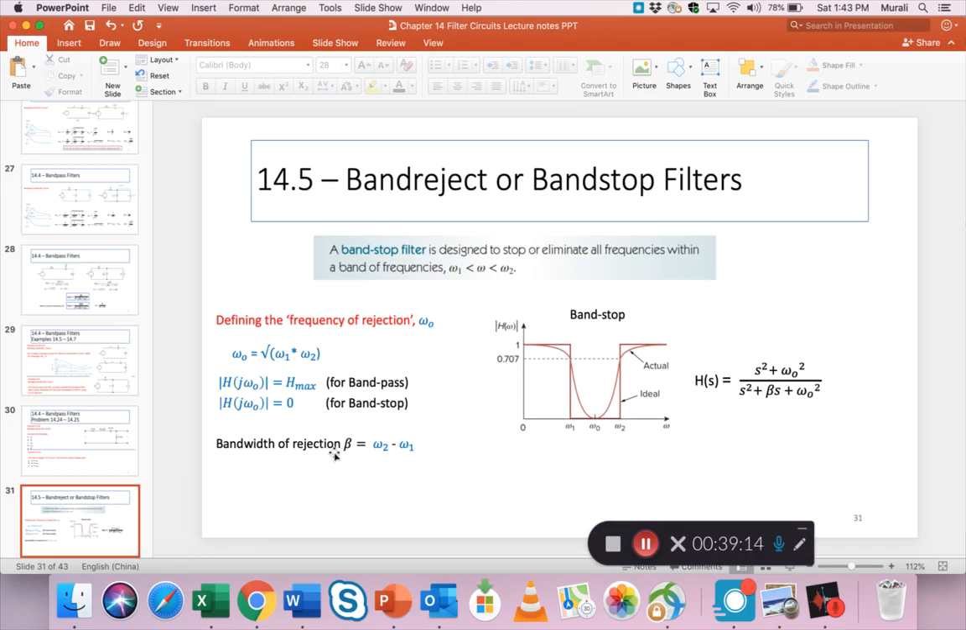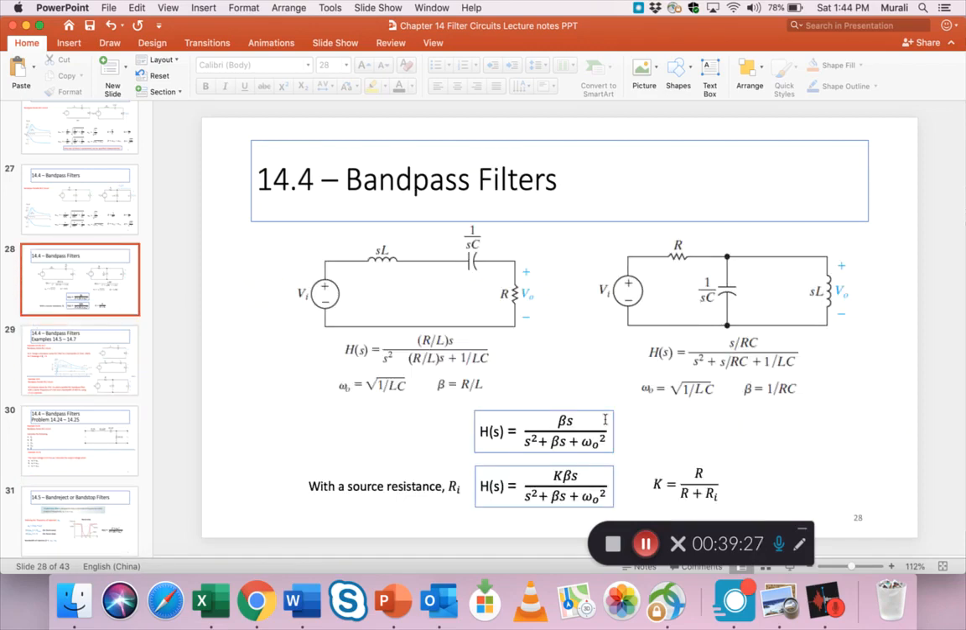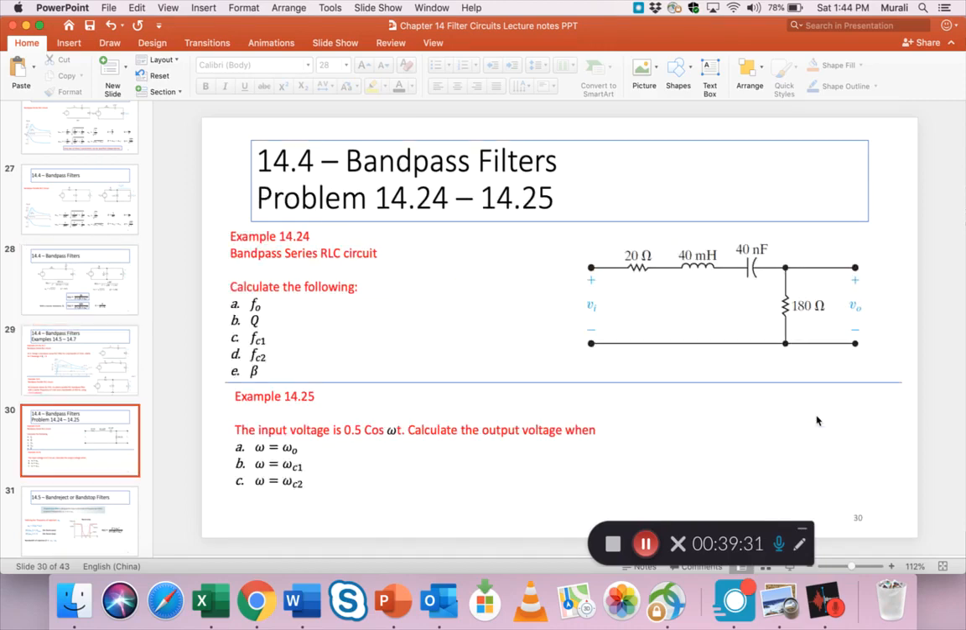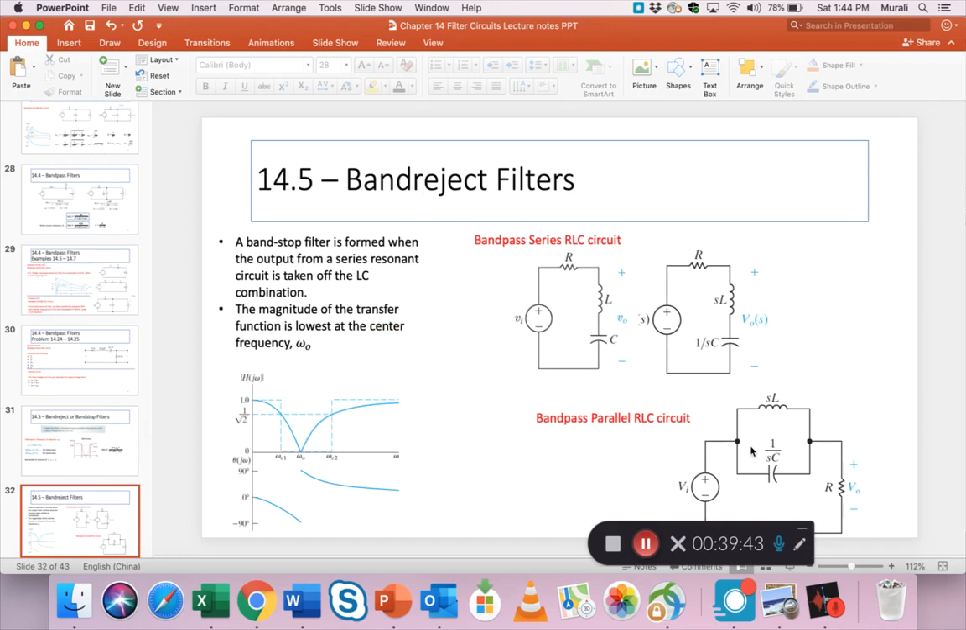And then the bandwidth of rejection, to be more precise, is omega 2 minus omega 1. This probably looks similar to what we already derived. No, it's different actually. Here we only have beta s on the top for the band pass, but for the band stop, you have s squared plus omega 0 squared on the top of the transfer function. Okay, so that was band reject.